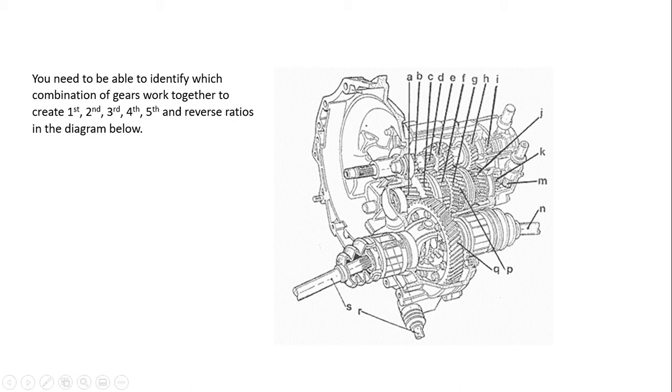As a general rule, the gears at this end of the gearbox would be the higher gears. So right at the far end would be fifth gear, and at this end, generally they're the lower gears. So first is at this end and fifth is at this end. But just make sure that you're familiar with that diagram in particular, because they use that diagram a lot.